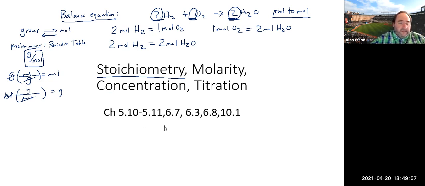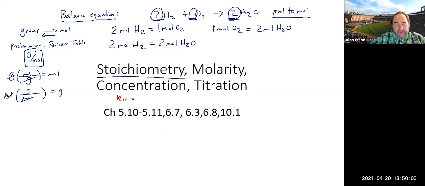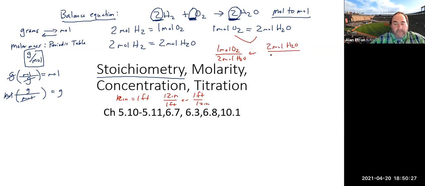Because they're equalities, just like a normal equality of, say, 12 inches is equal to 1 foot, you could write 2 conversion factors, 12 inches over 1 foot or 1 foot over 12 inches. So for each of these, we could write 2 conversion factors: 1 mole of O2 over 2 moles of H2O, or we could flip it around and go 2 moles of H2O on top, 1 mole of O2 on the bottom. We could do that for every single one of these.